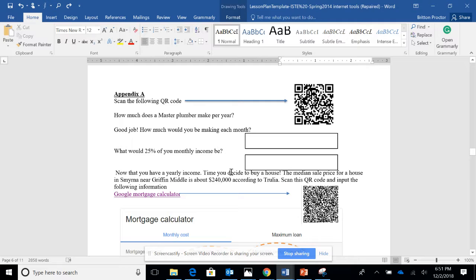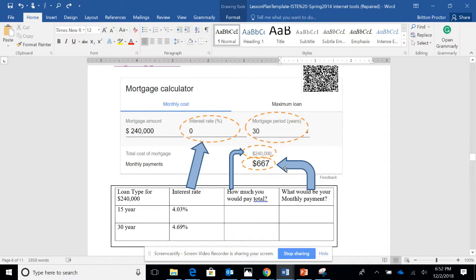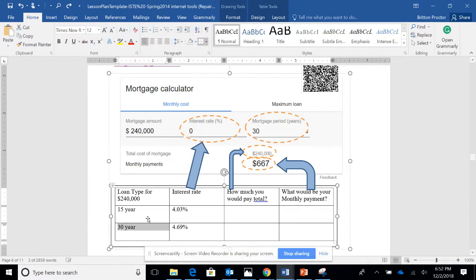In this lesson, students were to select a job and find that job's annual salary, and then from the salary, the monthly income. And they were also to find a house and figure out how much it would cost for them to pay off a 15-year mortgage loan versus a 30-year mortgage loan.